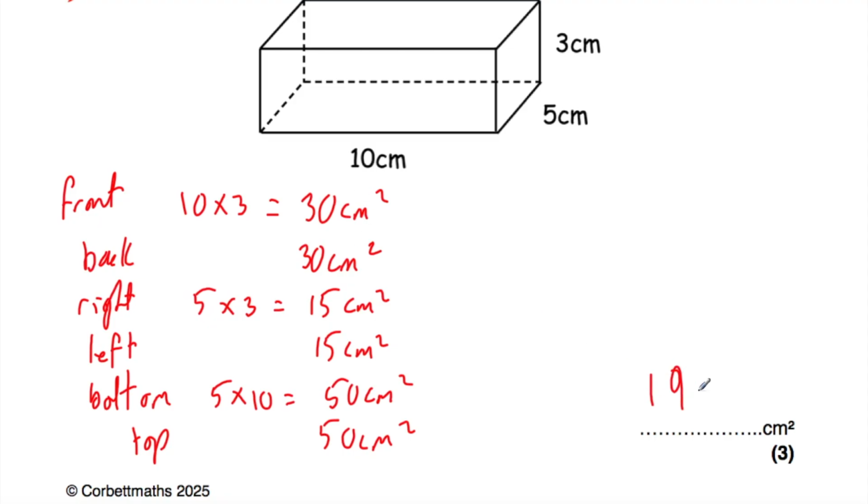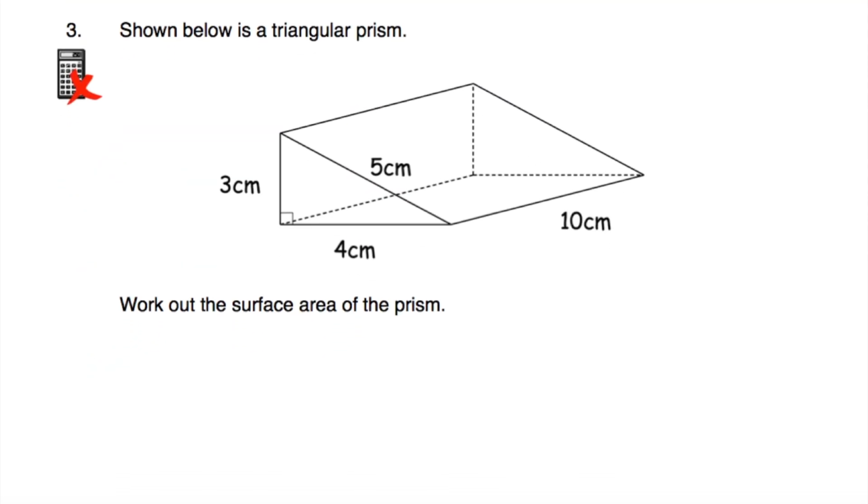That'll be 190 centimeters squared. And that's it. That's the total surface area of that cuboid. Okay, let's look at our next question, question number 3.